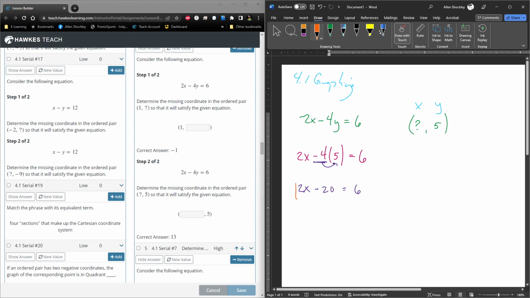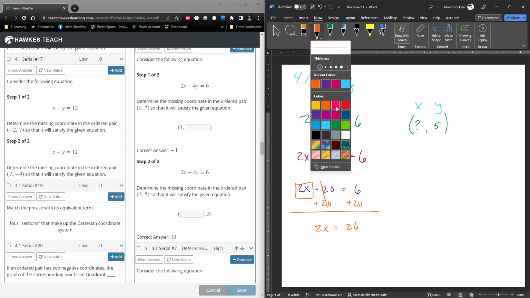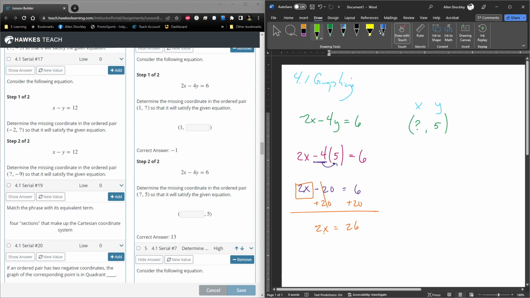Again, I need to get this 2x by itself, so I'm going to put a box around it to make sure I don't touch it, leaving me with this minus 20. So how do I get rid of this minus 20? Well, the opposite of a minus 20 is a positive 20, so add 20. So those disappear. 2x equals 26. And then we're just finishing this up. So how do I get rid of this 2? Well, again, it's being multiplied, so we're going to divide by 2. x equals 13. So 13.